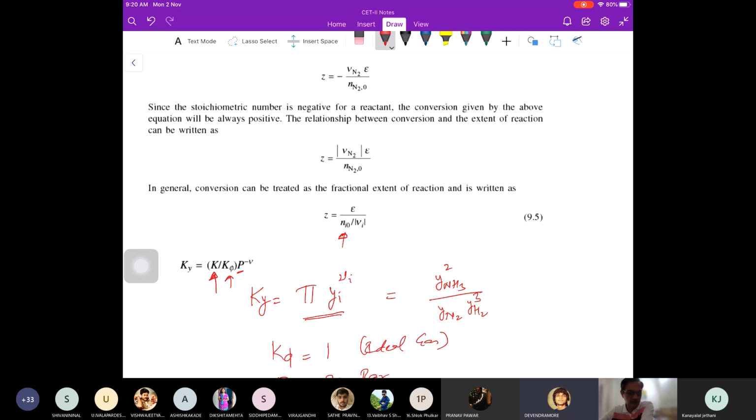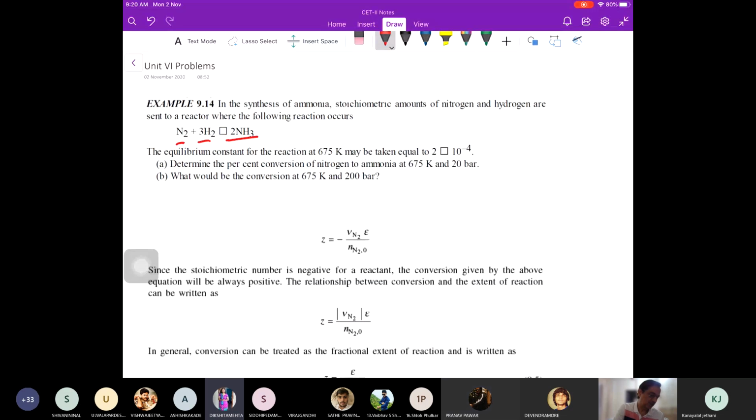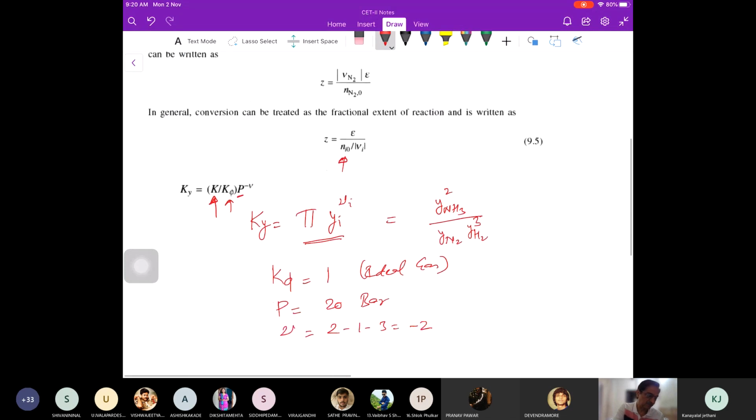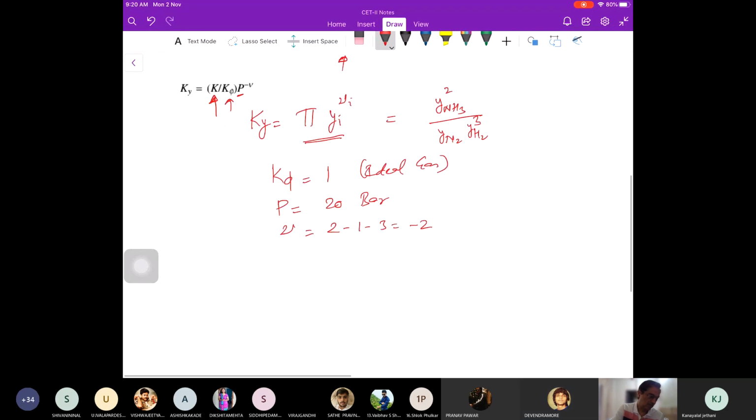Right. So what is given to us? He is specifying to determine percent conversion of nitrogen. That means the limiting reactant we take as nitrogen only, right? So what will Na0 be in our case? It will be 1, right?